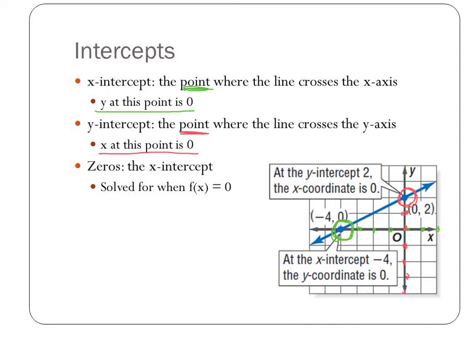Also, if the book asks you, or anybody asks you, what are your zeros? It's just referring to the x-intercepts. Okay? It's what you get if you solve this equation, f of x equals 0. You're finding your x. You're finding out which x's give you 0 for your y. Those are your x-intercepts. So, aka, zeros means x-intercepts.